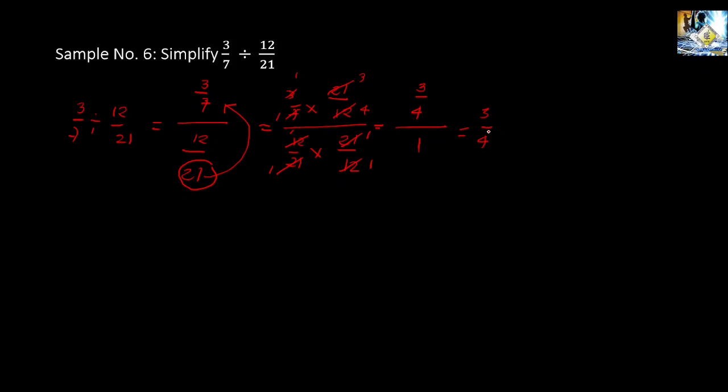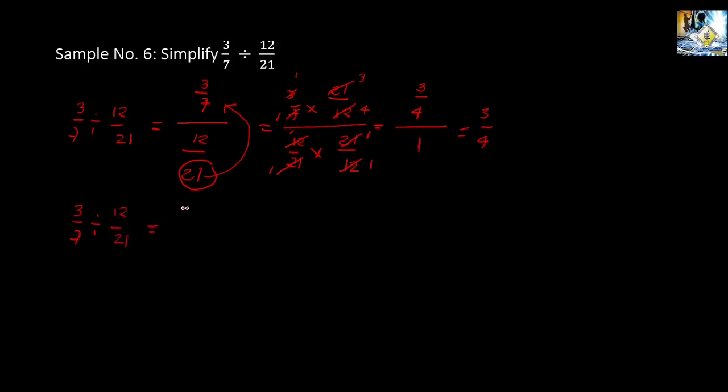So this method can be remembered by the rule: we invert the second fraction and change the operation from division to multiplication. Okay, so there is an alternative way of solving this one. For example, if we go back to 3 over 7 divided by 12 over 21, we have an alternative method for that.